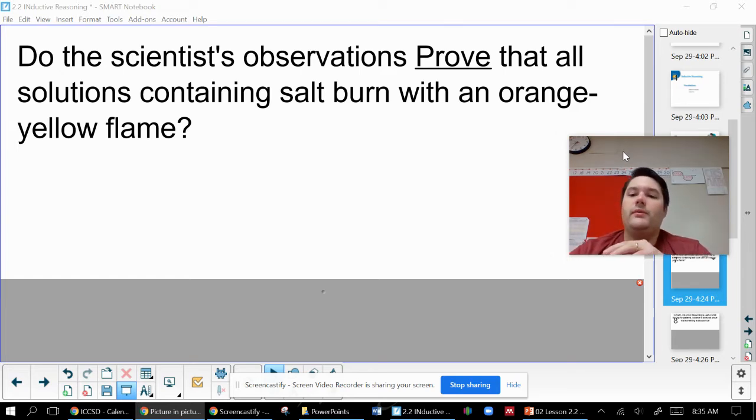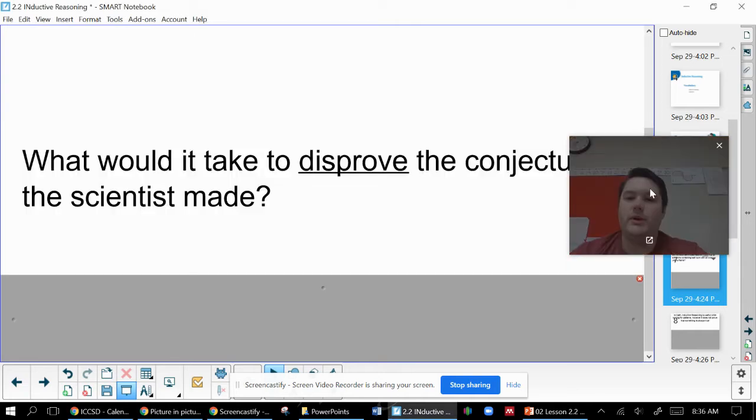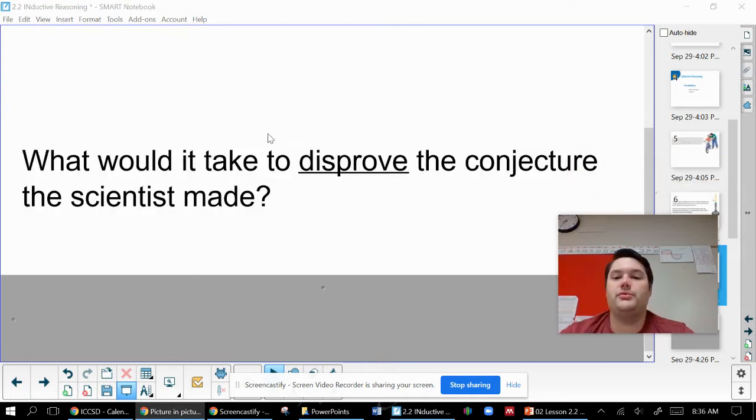And so that's one of the limitations of inductive reasoning. It never proves something beyond every doubt. It can provide a lot of evidence for it. It can provide a lot of support, but it never actually proves anything. And so the question we always ask is, what would it take to disprove the conjecture, to prove that not all salts burn with an orange-yellow flame? It would just take one.